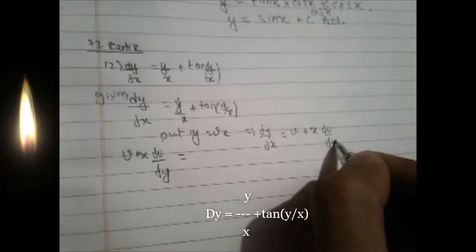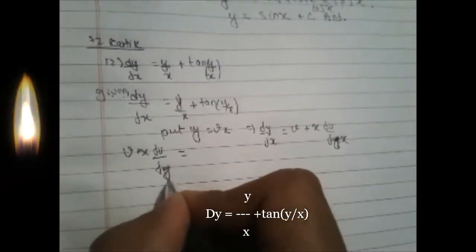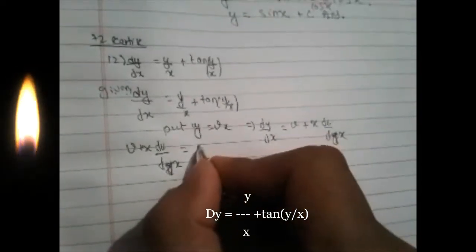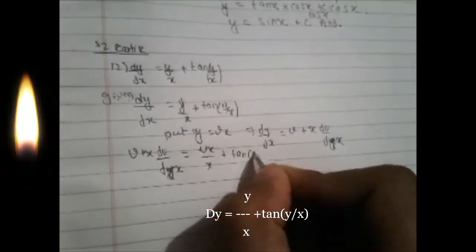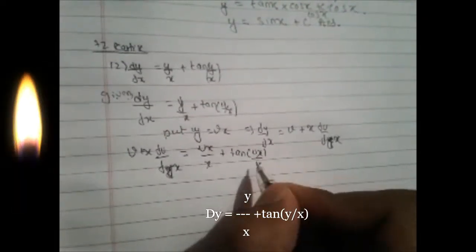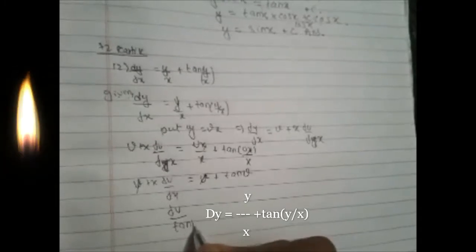What we are doing with respect to x. Y is equal to vx, so vx upon x plus tan vx upon x. x cancels, it is equal to v plus tan v. Here v plus x dv by dx. This v and this v cancel each other. Now dv by tan v comes here, and this dx goes there, then it becomes dx by x.